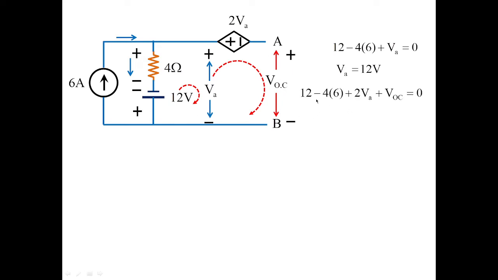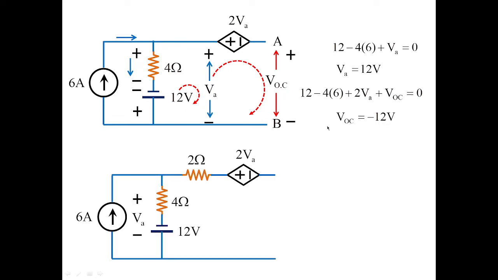So you can see I have taken the entire loop. 12 volts is a source and minus 4 into 6 is the drop over here. Then we have plus 2VA, that is the dependent voltage source, plus VOC is equal to 0. With this I'm going to get the value of open circuit voltage or Thevenin's voltage as minus 12 volts. Once I have the open circuit voltage, I have to concentrate on Thevenin's resistance.